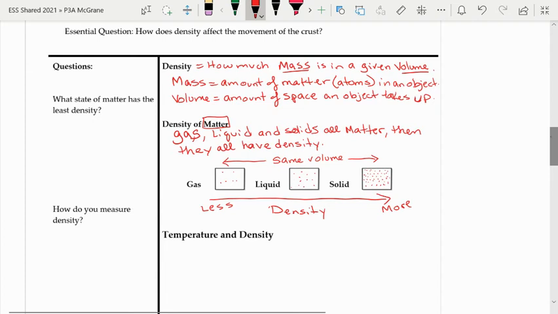Good. All right, so that's the basics of density. Basics of density that we need to know about. Are we good?